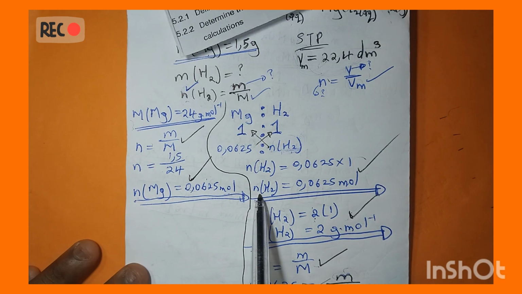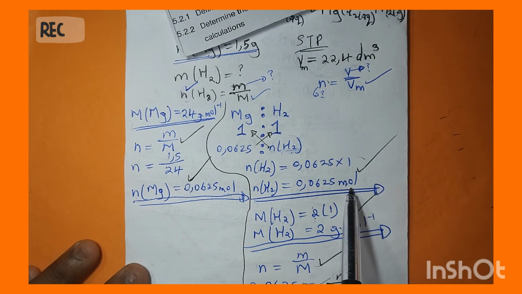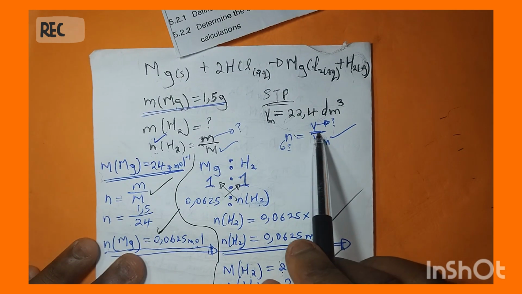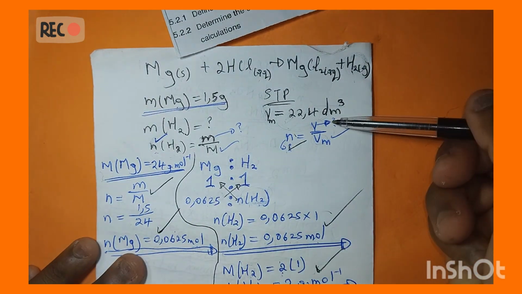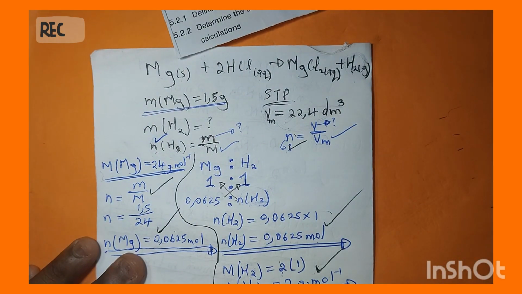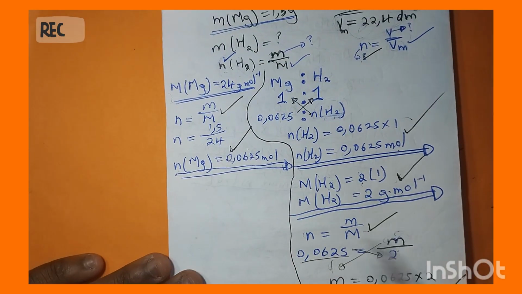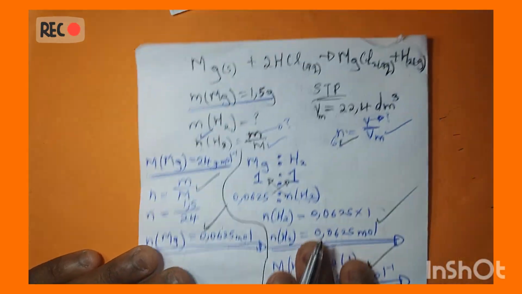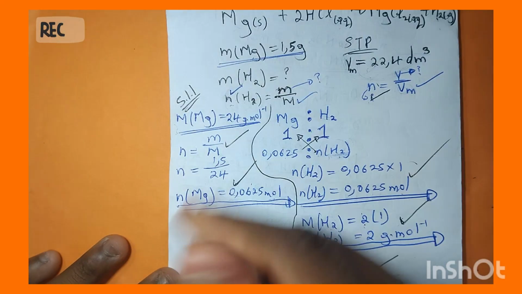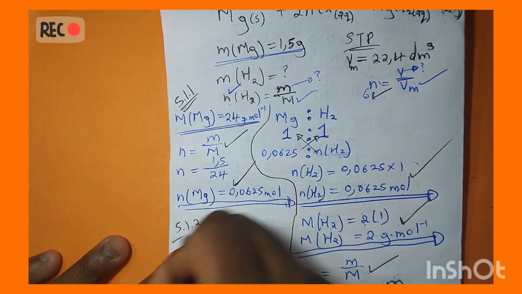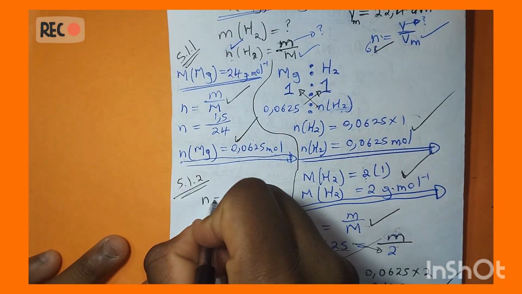We know the moles of hydrogen gas, and we know they said STP. I know the moles now, and I'm solving for the volume there. Let me indicate this one is 5.1.1. Now I'm on 5.1.2, meaning now I'll use this equation.